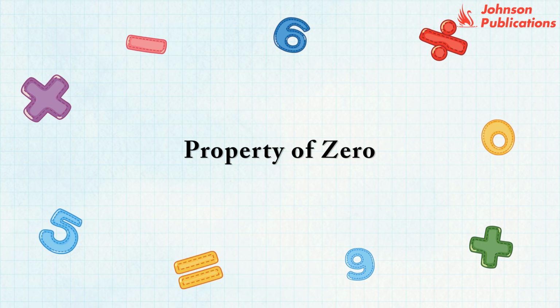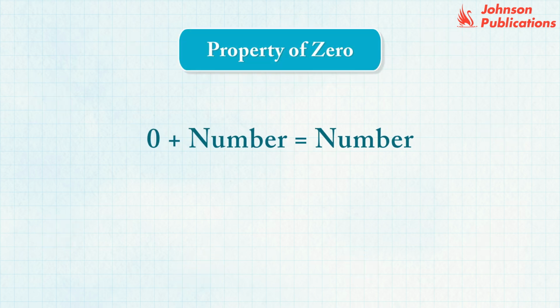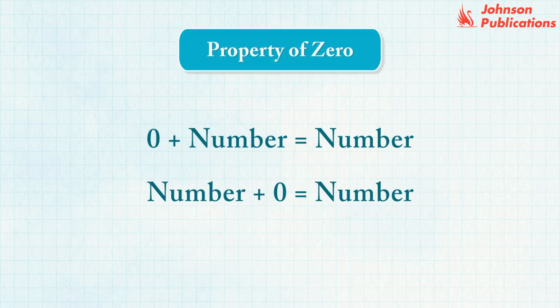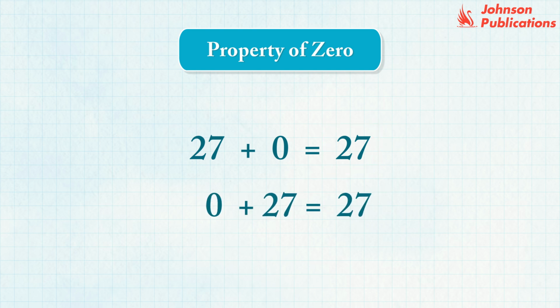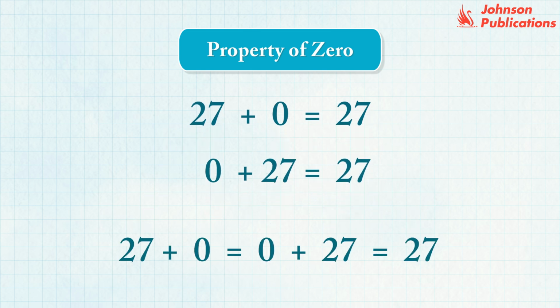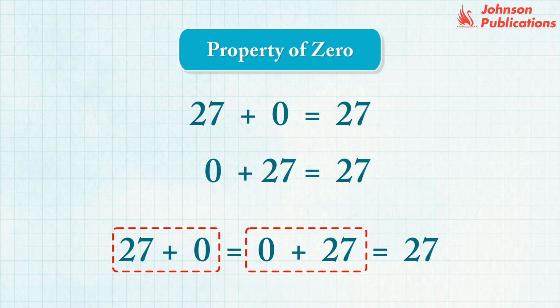Property of 0. If we add 0 to a number or a number to 0, the answer will be the number itself. For example, 27 plus 0 is equal to 27 and 0 plus 27 is also equal to 27. Thus, 27 plus 0 is equal to 0 plus 27 is equal to 27.